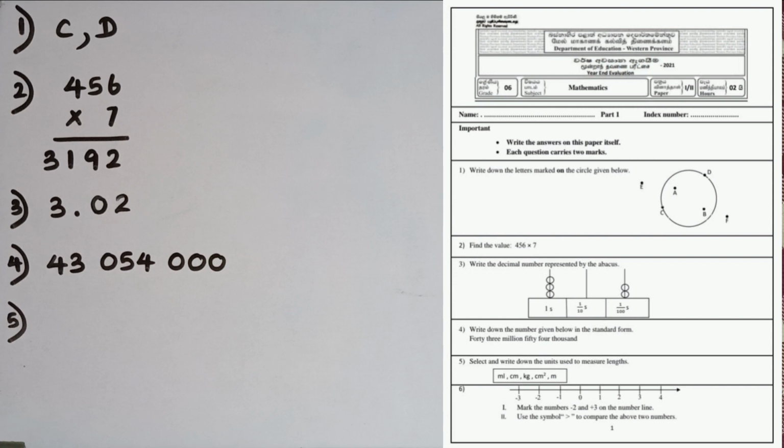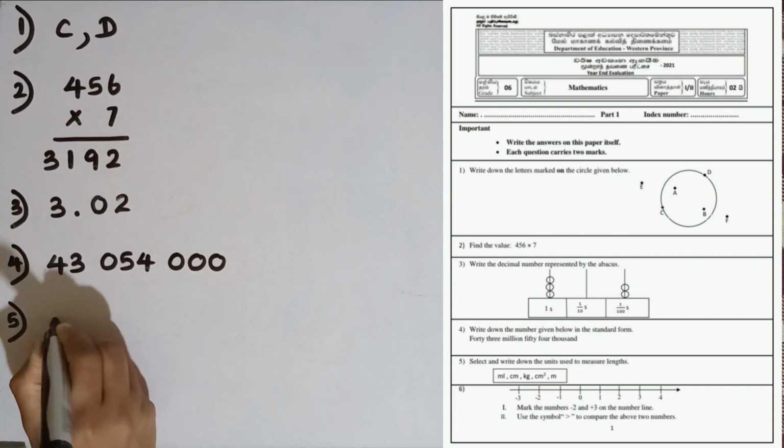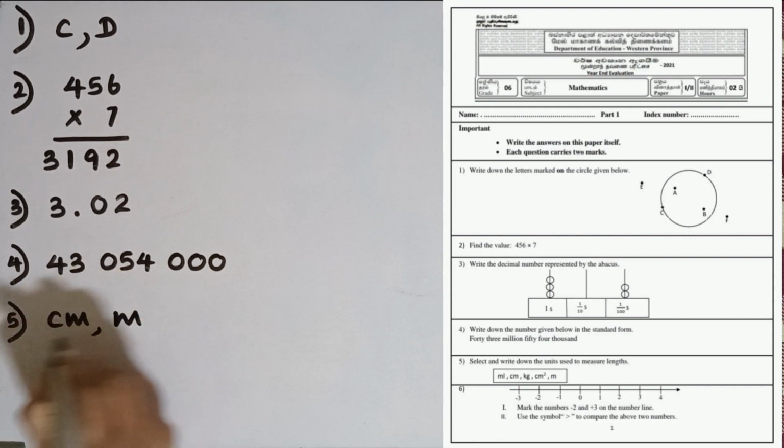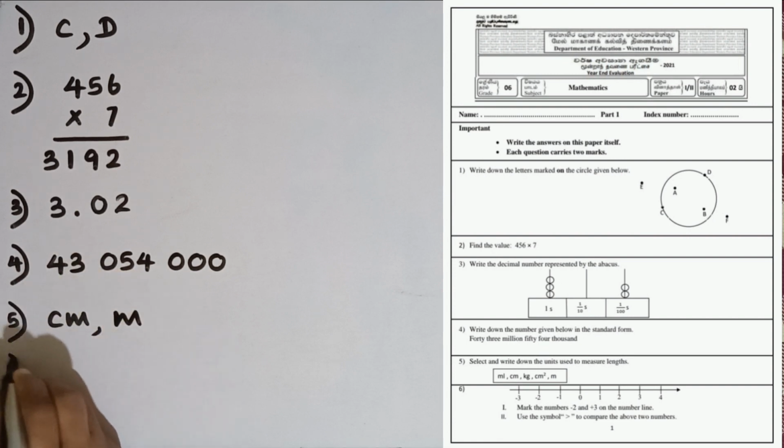Question number 5. Select and write down the units used to measure lengths. Milliliter is used to measure liquid volume. Then centimeter for length. Then kilogram for mass. Square centimeter for area and meter for length. So these are the 2 units we are using to measure length.